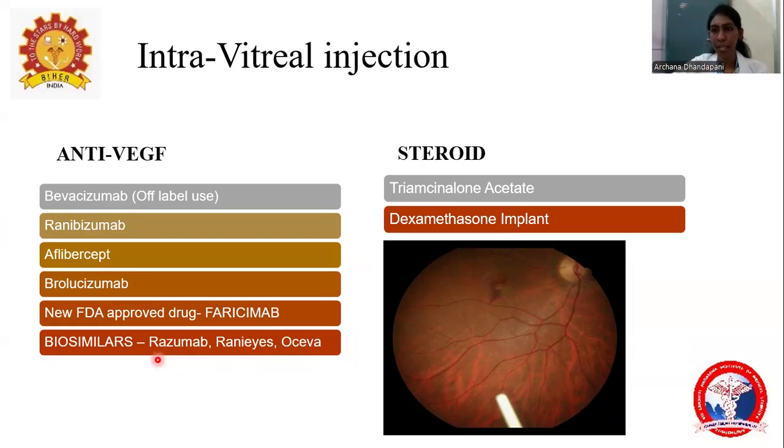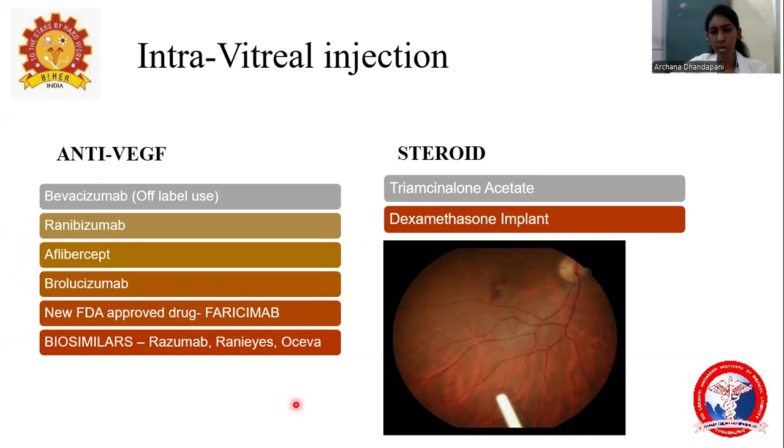Each drug, ranibizumab, is a monoclonal antibody. Similarly, each drug has a different structure and a different dosage. Ranibizumab is given monthly for the patient, aflibercept every 2 months, and brolucizumab we can give every 3 months. And with faricimab, we can even give every 4 to 6 months. These frequencies are followed after three loading doses given monthly.